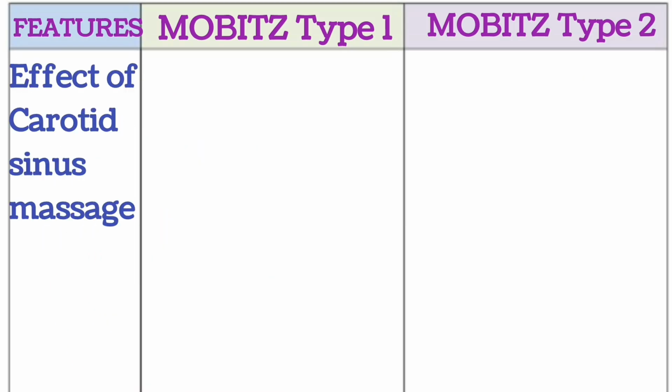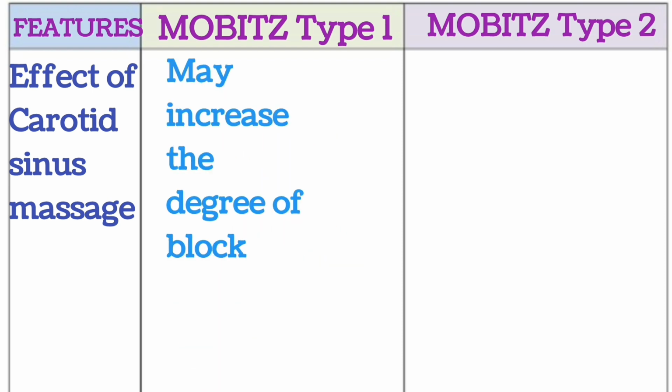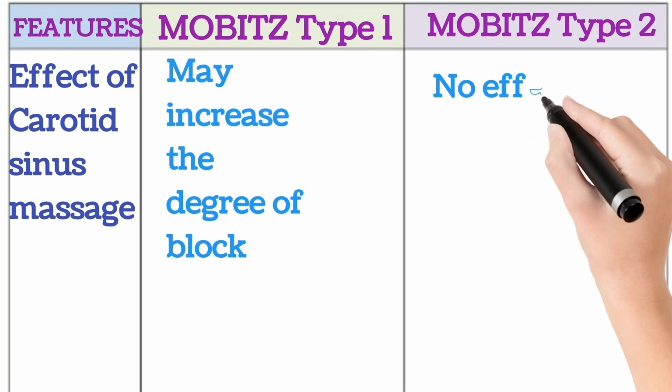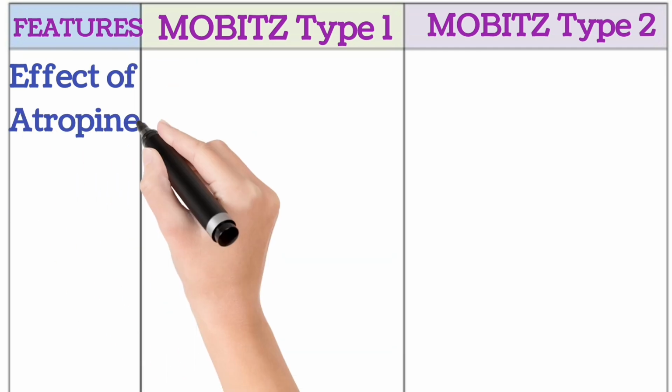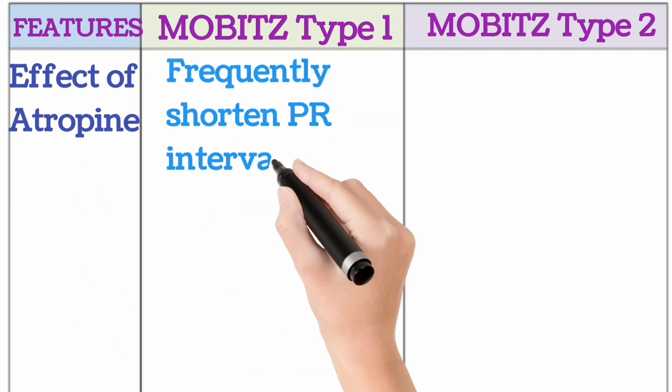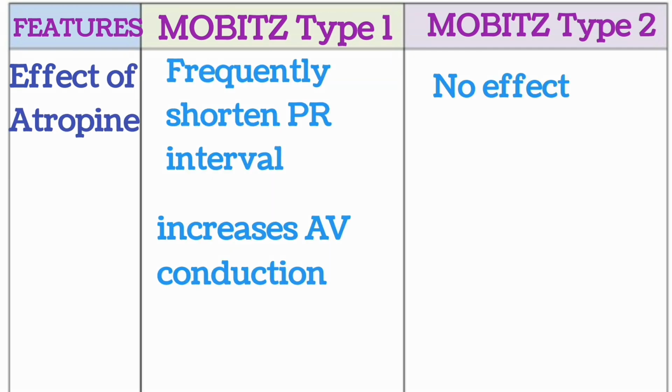Effect of carotid sinus pressure: the degree of block may increase in type 1 Mobitz block, whereas there is no effect for type 2. Effect of atropine: it frequently shortens the PR interval and increases AV conduction for Mobitz type 1 block, whereas there is no effect for the Mobitz type 2 block.